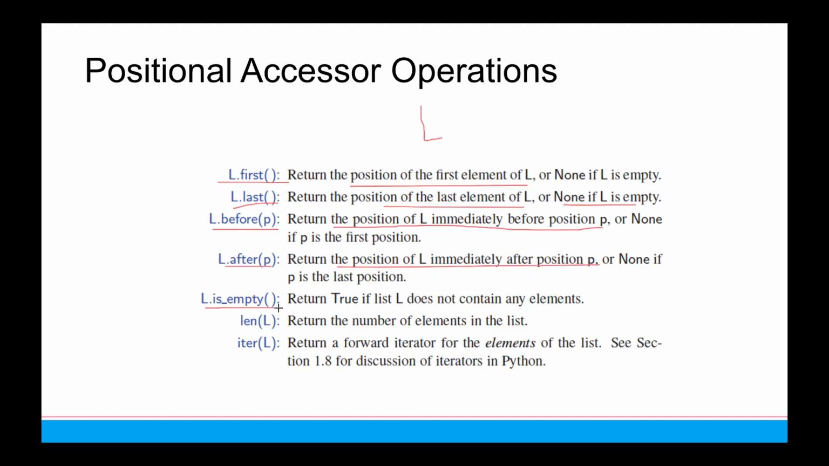And then is_empty, whether we want to check whether the list is empty or not. And we want to check the length, and the iteration. I think the length means the size, and the iteration is the forward iterator. So we want to check the next, and the next, and the next, and so on.